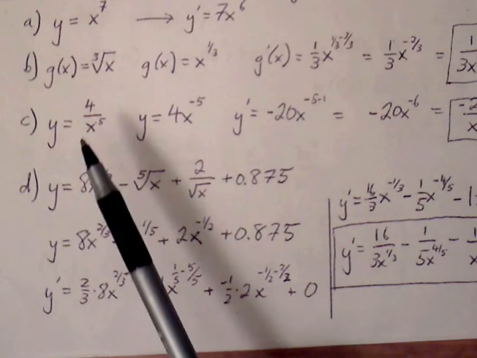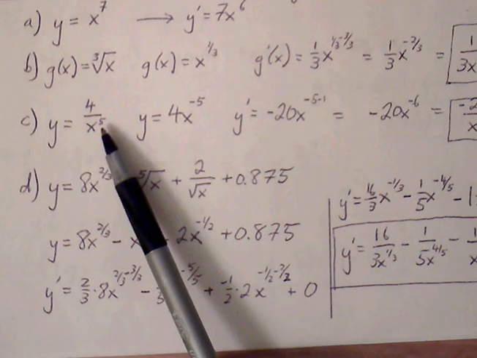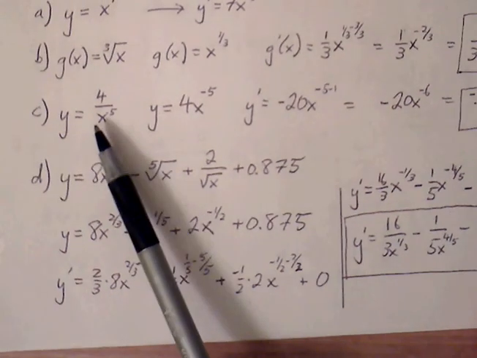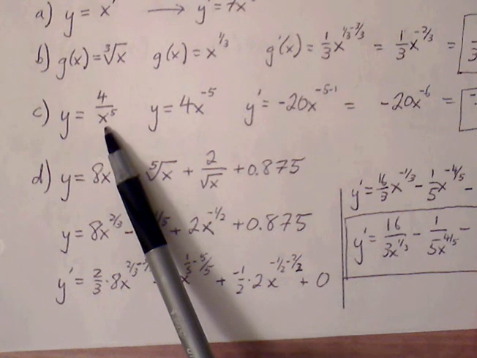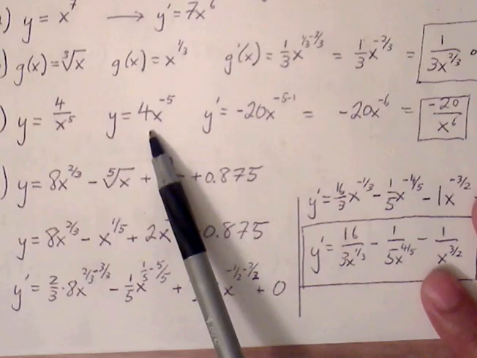Okay, part C, y is equal to 4 over x to the 5th. We can't apply the power rule yet because this variable is not in the numerator. It's not in the necessary position in order to apply the power rule. So this x needs to come up to the top. So we rewrite this as 4x to the negative 5. And now we can apply the power rule.